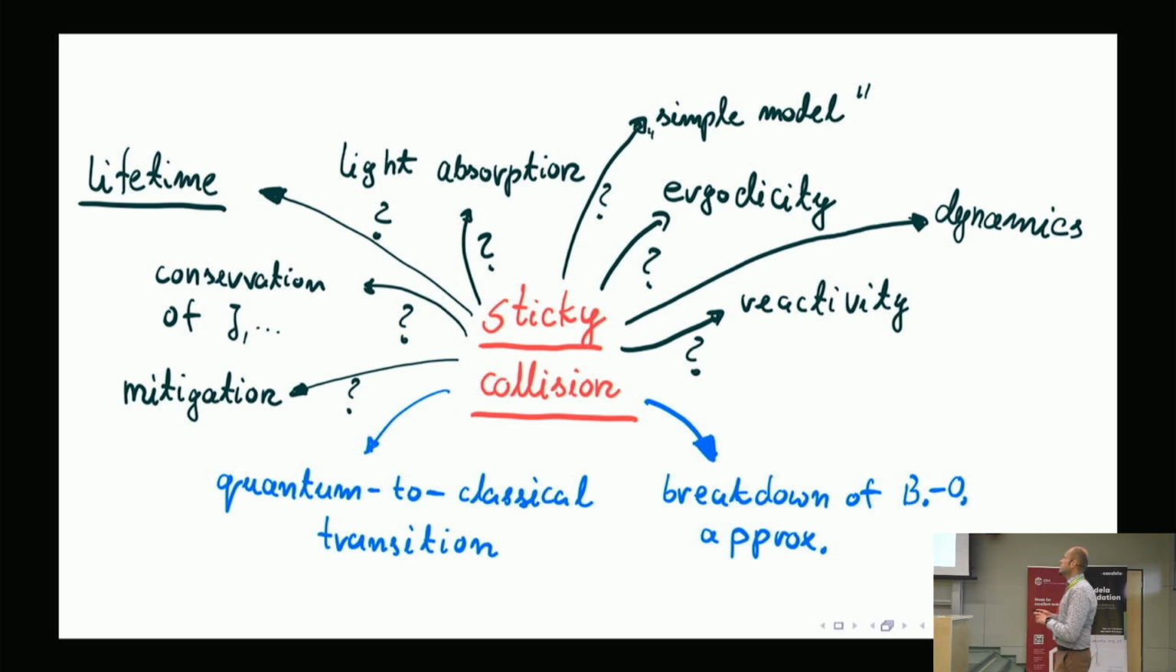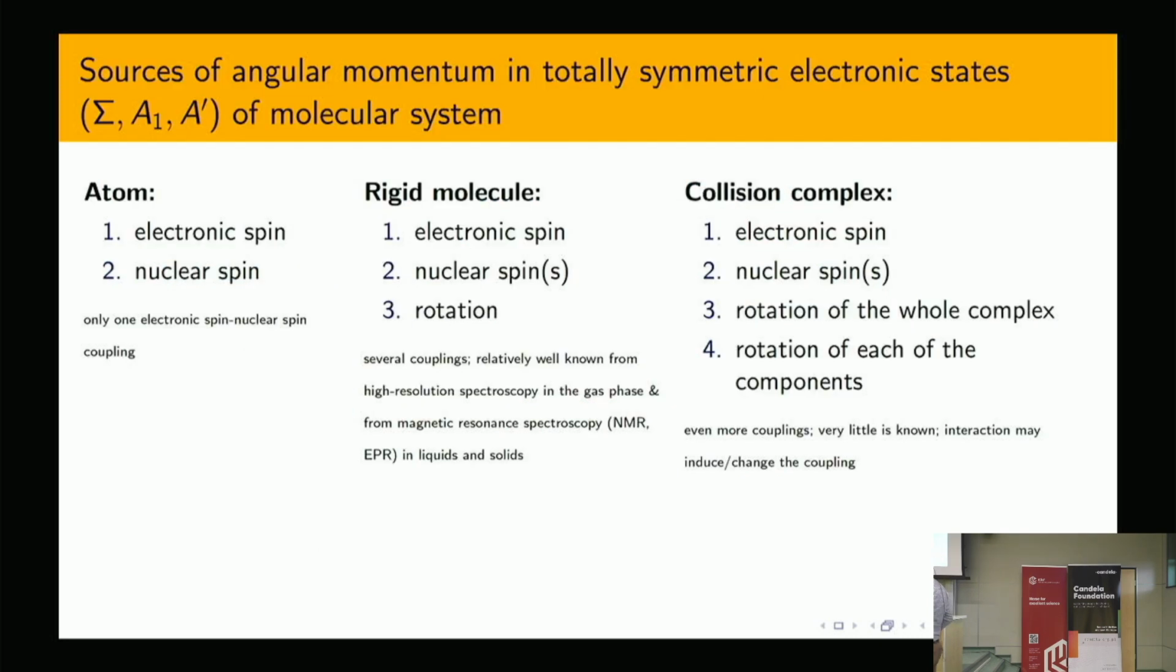There are still plenty of questions related to them, starting from the lifetime, the dynamics of these complexes, reactivity, maybe the conservation of different quantum numbers during this collision, and so on and so forth. We have also a more general question about the breakdown of the Born-Oppenheimer approximation, or maybe about how we should think about a transition from quantum to classical regimes. So I'm not going to answer all of these questions, but I would like to start from the beginning.